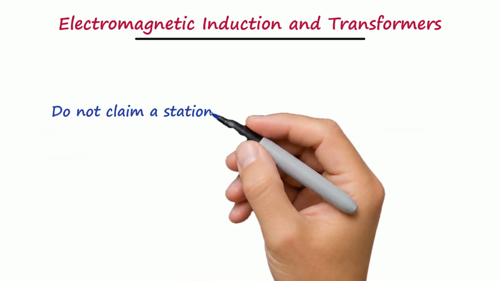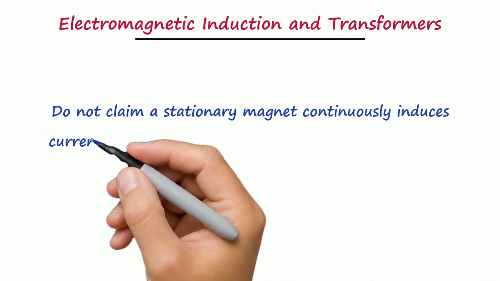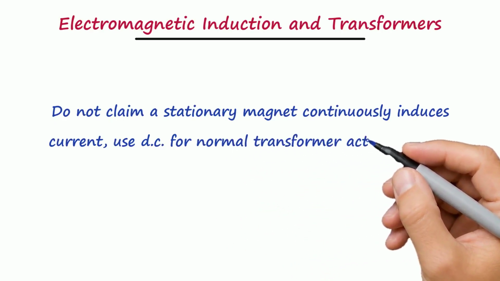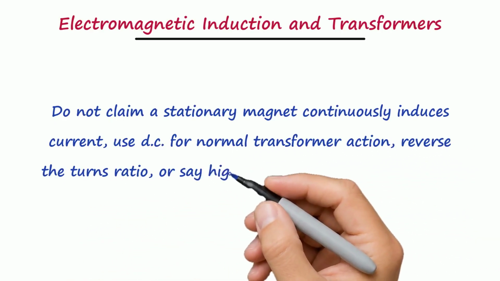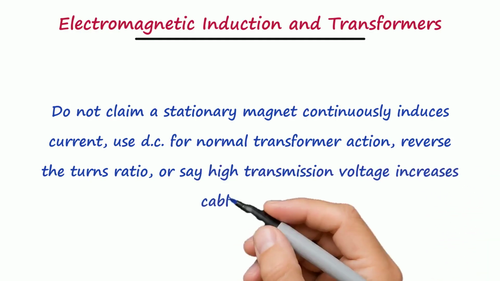Do not claim a stationary magnet continuously induces current. Do not use DC for normal transformer action, reverse the turns ratio, or say high transmission voltage increases cable current.